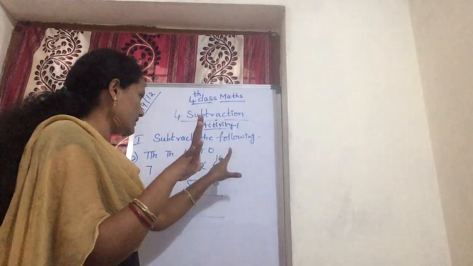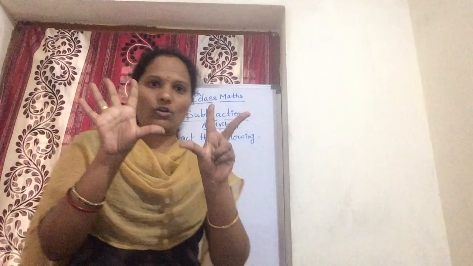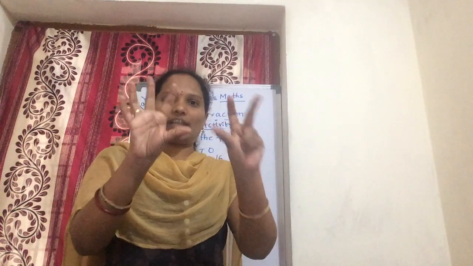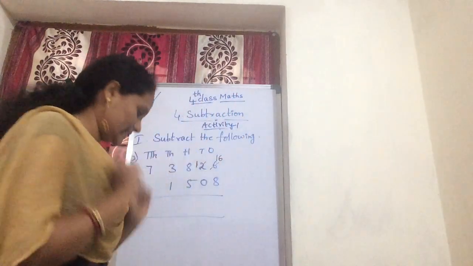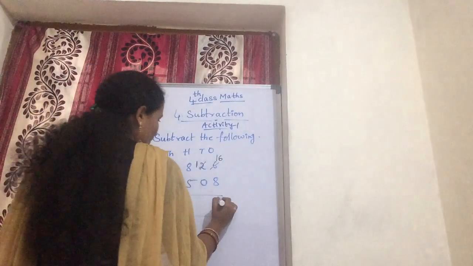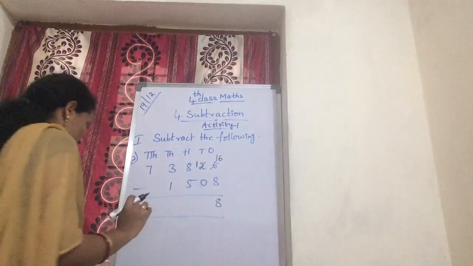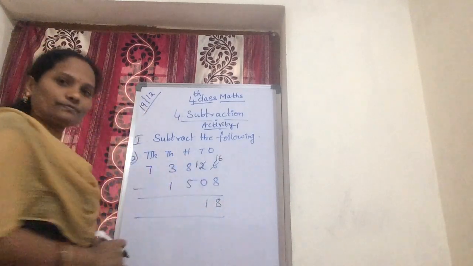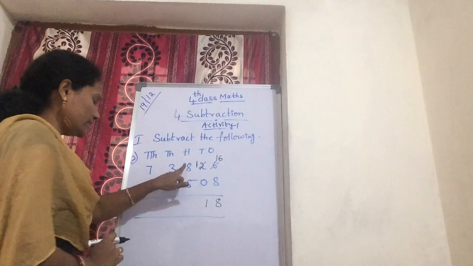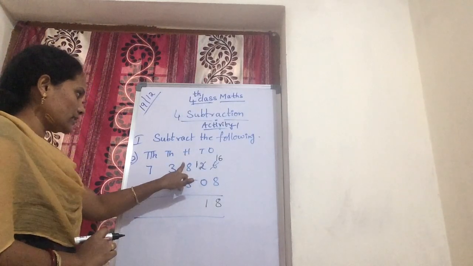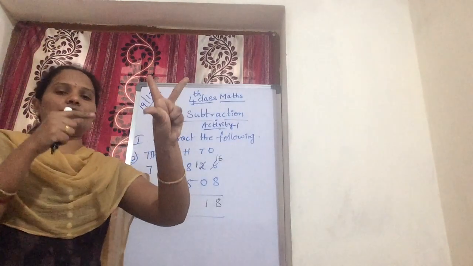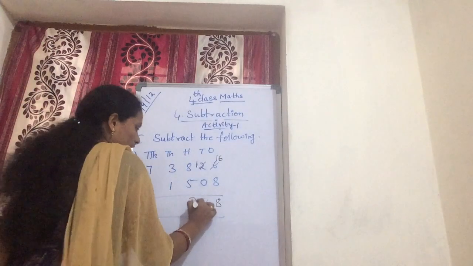So you reach 16. Now how many fingers do you get in total? Count again. You get 8 fingers. So what is your answer? 8. You get 8. So you should write 8 in the ones place. Now coming to tens, here 1 minus 0, you get 1. Now 8 minus 5. Count again. 8 minus 5, after 5 comes 6, 7, 8. So you get 3. Here write down 3.